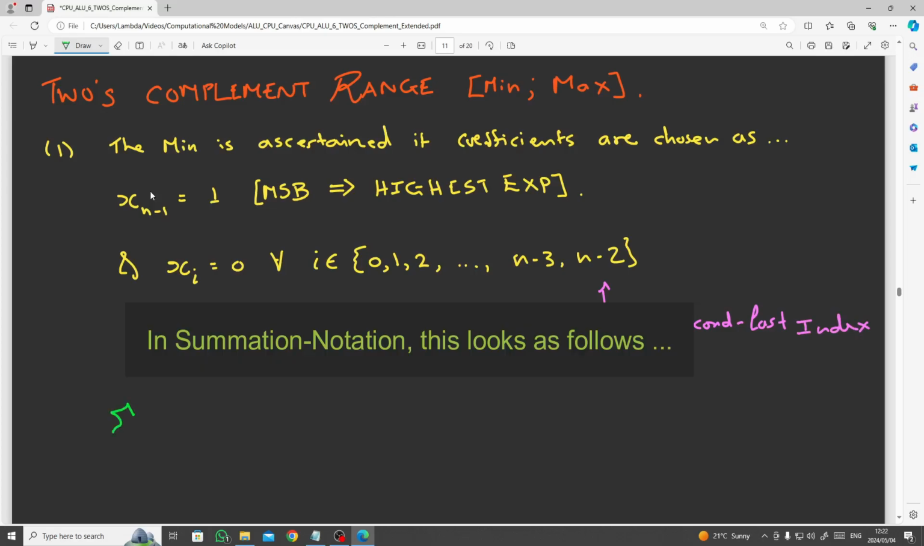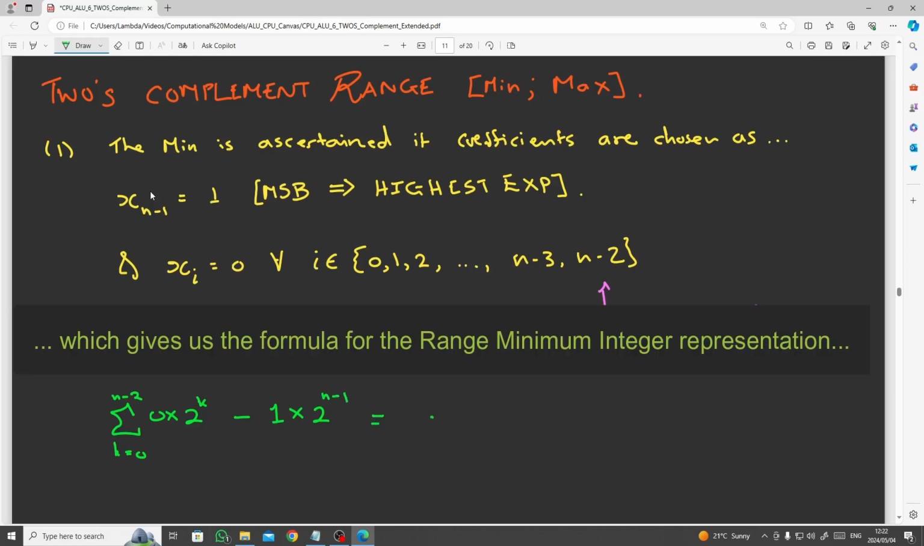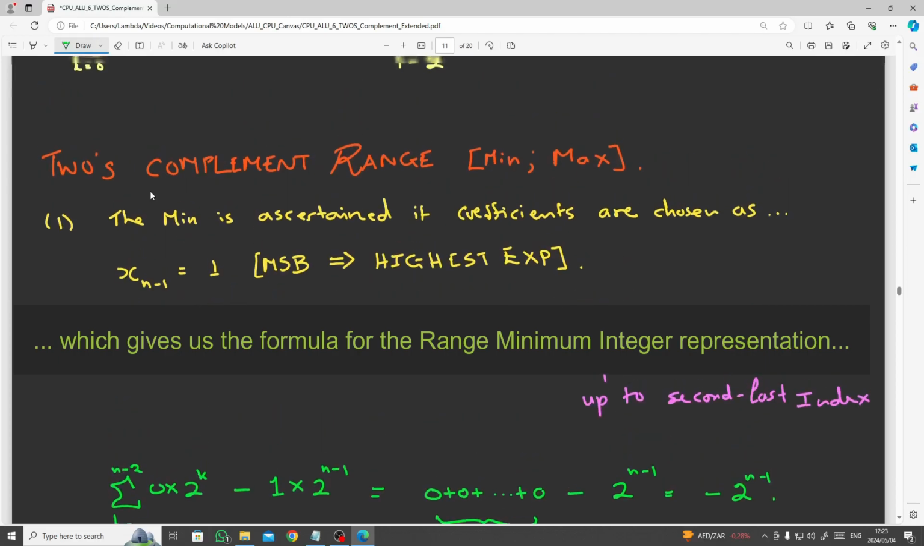In summation notation, this looks as follows, which evaluates to the formula negative 2 to the power of n minus 1 for the minimum integer representation in 2's complement format.